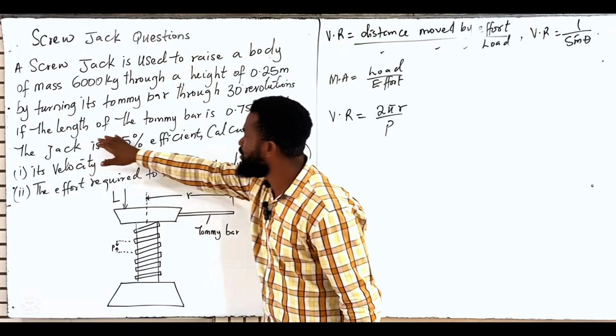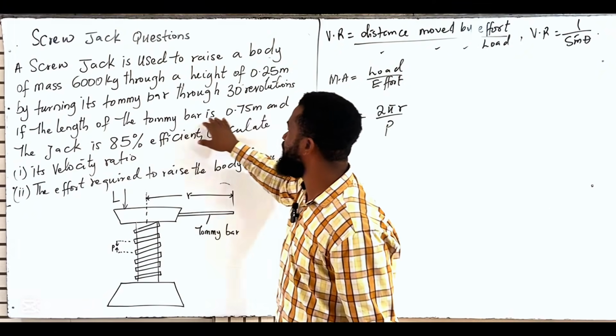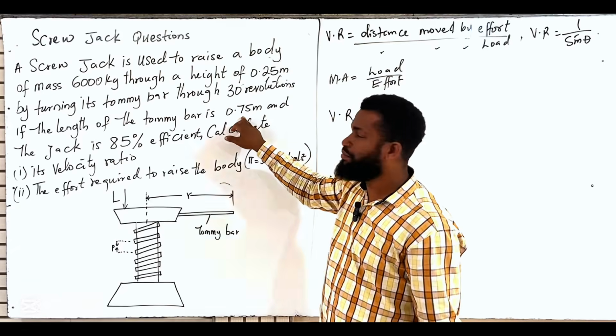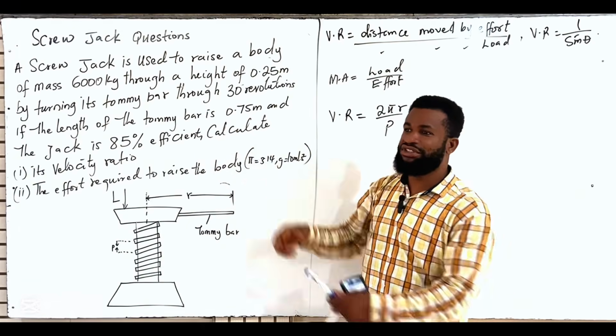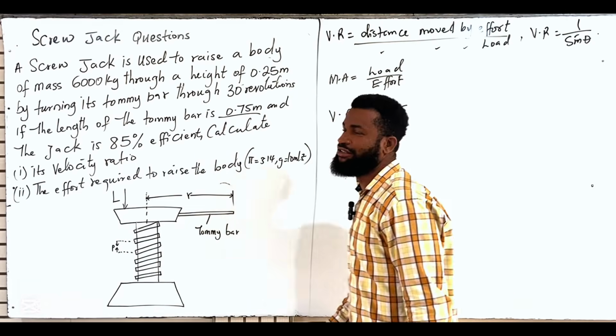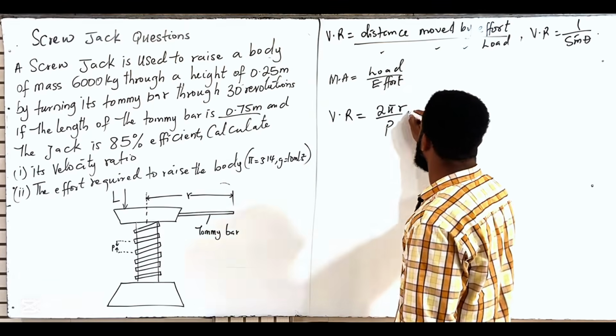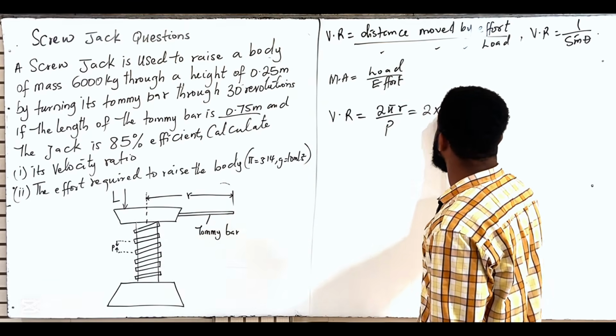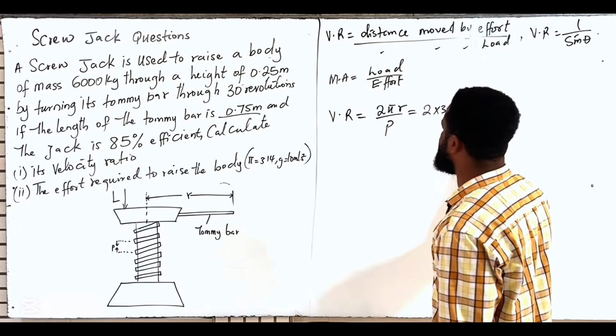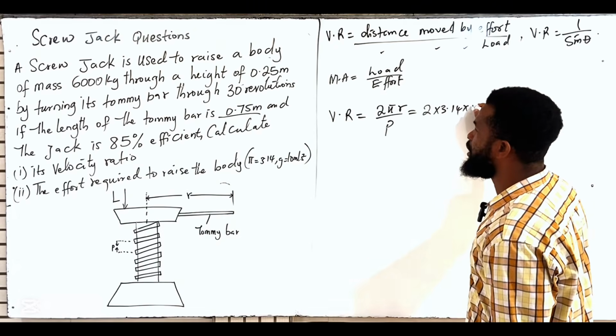But if you check the question, if the length of the tummy bar is given, look up, this is the question, this is the radius, the r there. Pi is also given as 3.14. So I'm going to have 2 times 3.14 times 0.75.